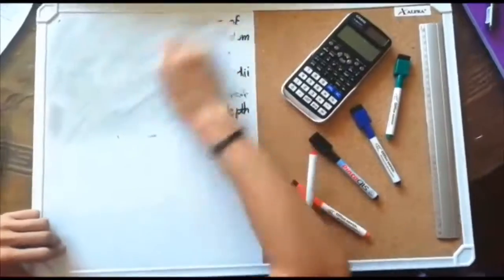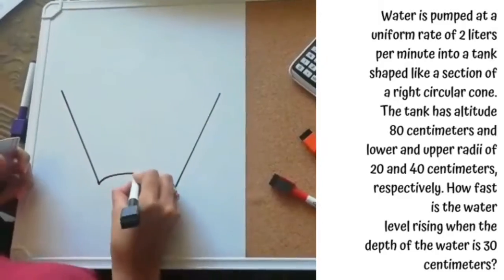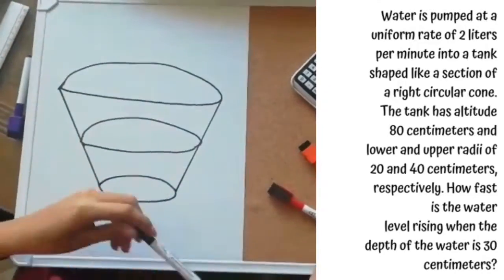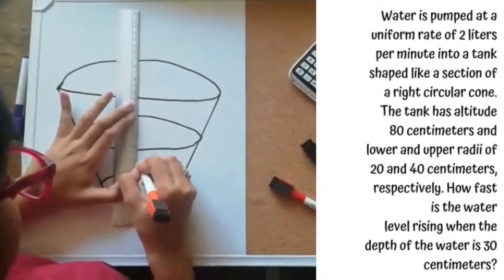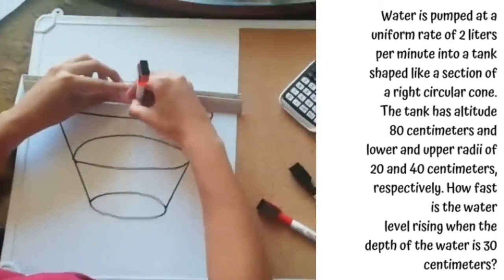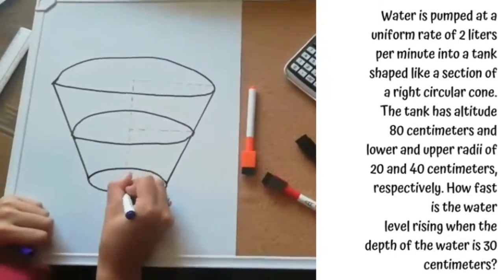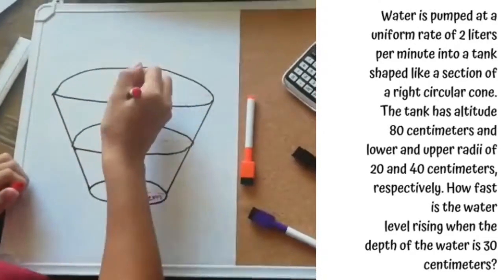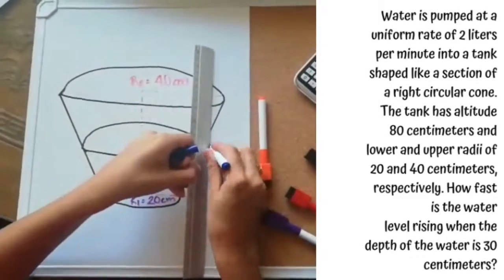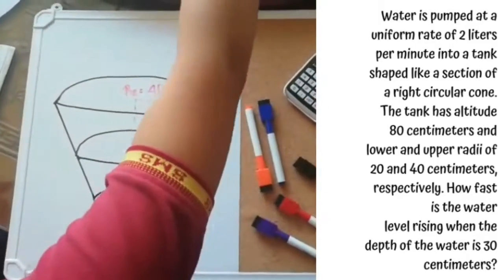There's a process that must be done in order to get the right answer. The first step of our problem is to draw the diagram. The diagram will help us know what the problem is asking for, and we will be a little bit more clear on what we are going to look for. In this case, we're looking for the rate, because it's asking how fast the water level is rising when the depth of the water is 30 centimeters. There's R1, that's 20 centimeters, and R2, that's 40 centimeters, and there's our height.